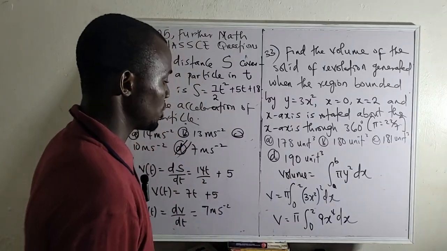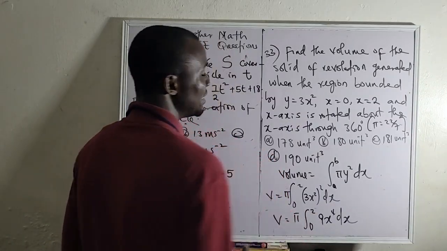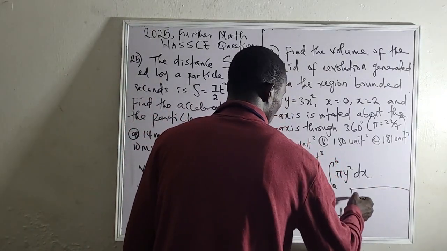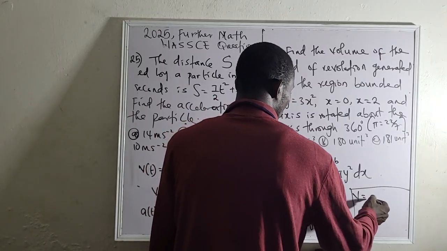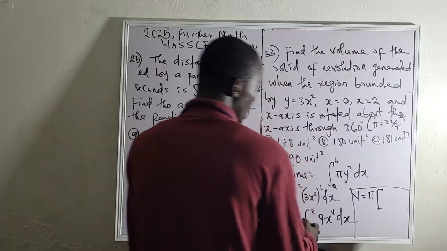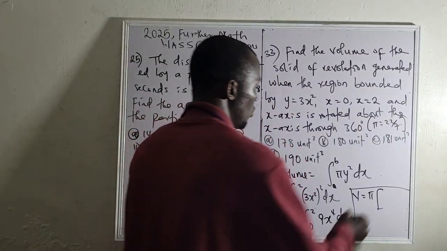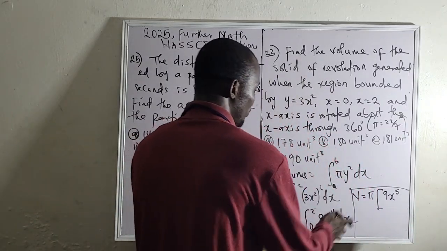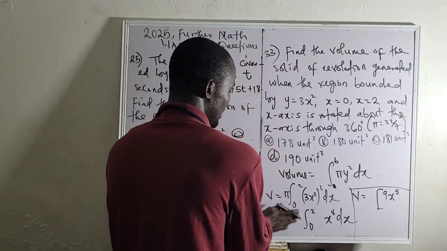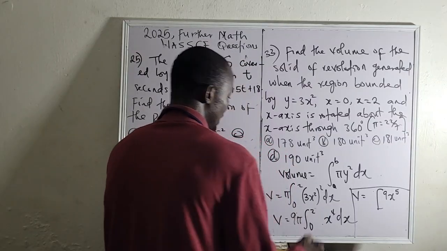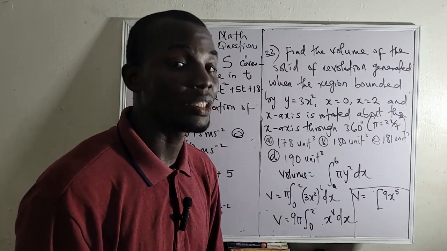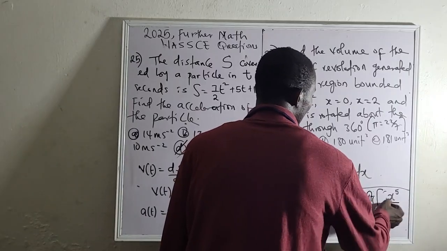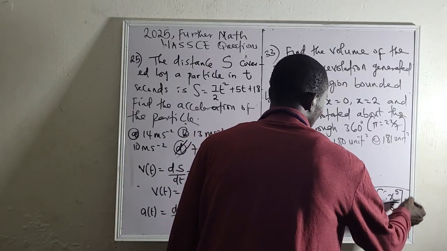Now, we'll proceed by obtaining the integral of this particular expression. So doing that, we are going to have v equal to pi times the integral of 9x raised to power 4. Obviously, this will be 9x raised to power 5 over 5. I can also bring out the 9, because 9 is also a constant, such that you can make your work easier. So this is your 9 pi, and this will be left with x to the 5 over 5, with the boundary 0 to 2.